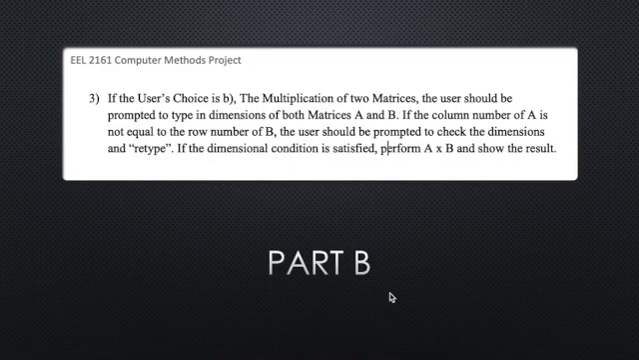Part B states the multiplication of two matrices. The user should be prompted to type in the dimensions of both matrices A and B. If the column number of A is not equal to the row number of B, the user should be prompted to check the dimensions and retype. If the dimensional condition is satisfied, perform A cross B and show the results.